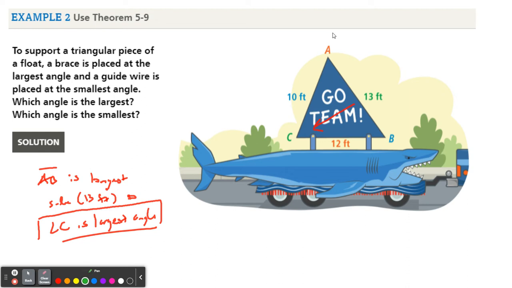Now, smallest angle. So segment AC is the shortest side, at 10 feet. So that means the angle opposite of that, which would be angle B, is the smallest angle.